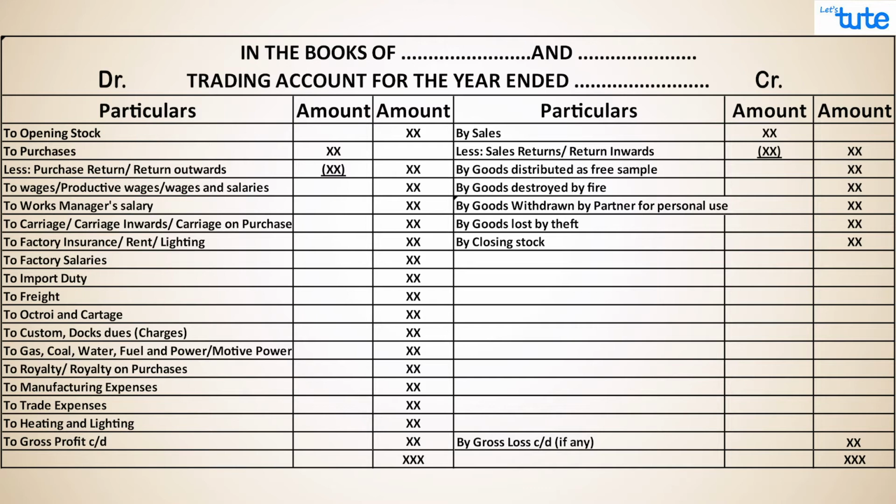After posting all the items in trading account while balancing, when credit side total exceeds debit side total, that is when it is credit balance, it indicates gross profit since incomes are more than expenses, and reversely, when the debit side total exceeds the credit side total, that is the debit balance, it indicates gross loss.